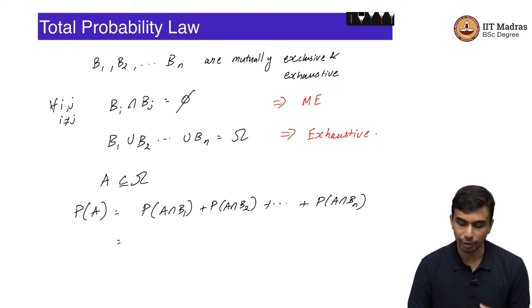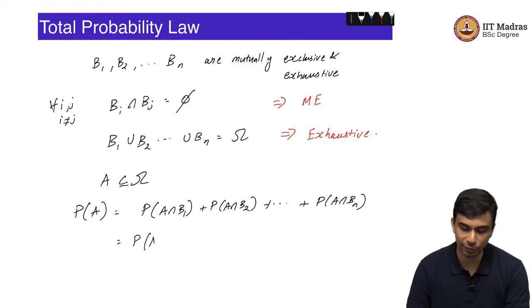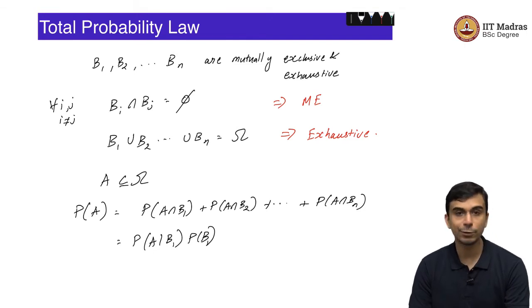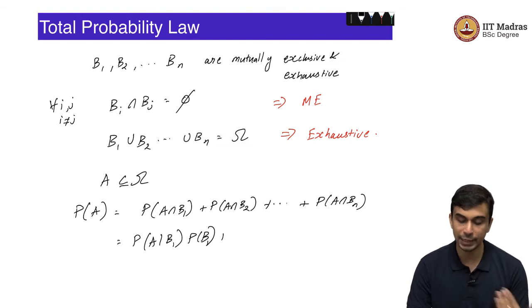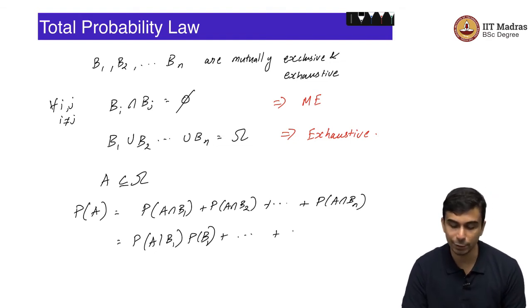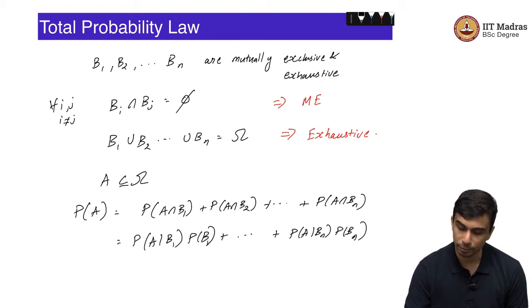And you can just unpack the definition of conditional probability and say probability of A intersection B1 is equal to probability of A given B1 into probability of B1, right. So probability of A given B1 would be probability of A intersection B1 by probability of B1. So probability of A intersection B1 you can write as probability of A given B1 into probability of B1, and so on. You can say probability of A given Bn into probability of Bn.